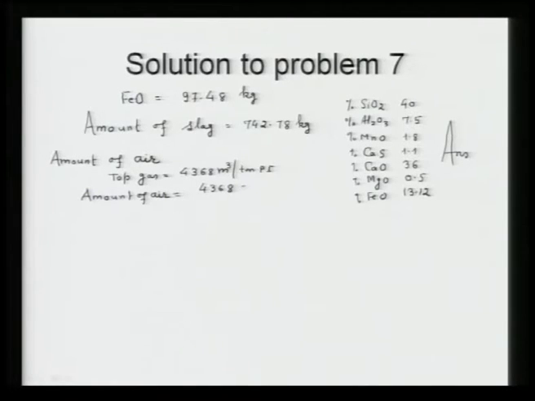So, that will be 4368 into 0.575 upon 0.79, that will be equal to 3470 meter cube.